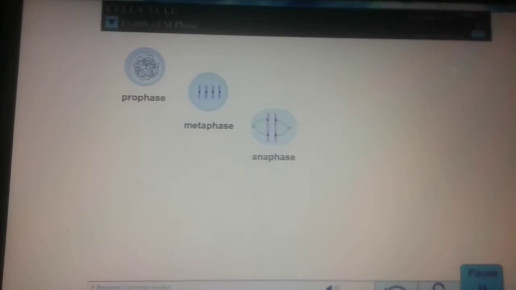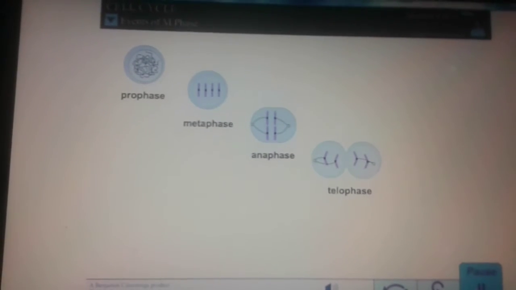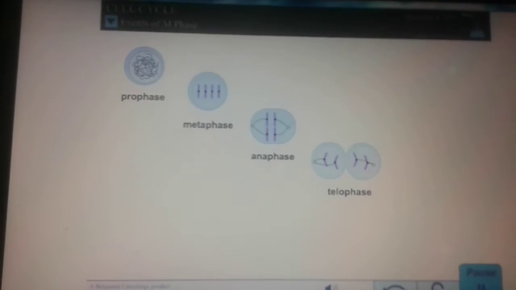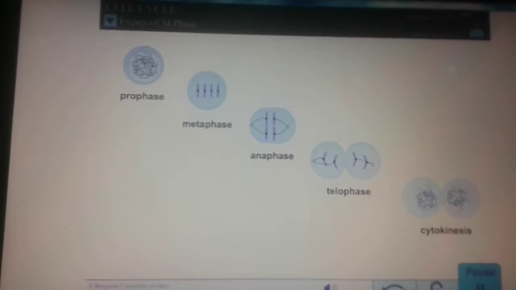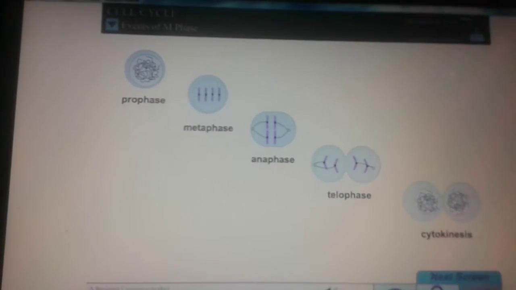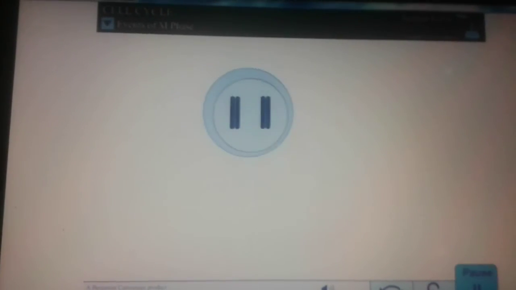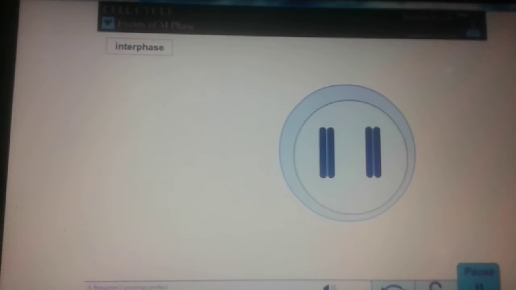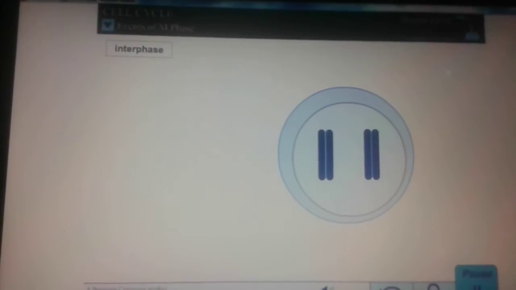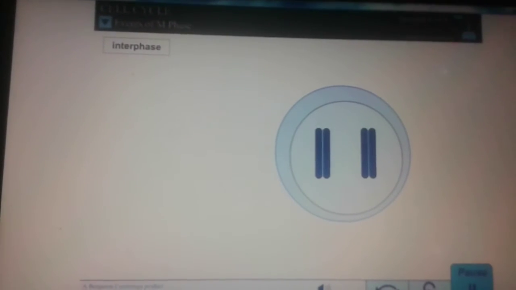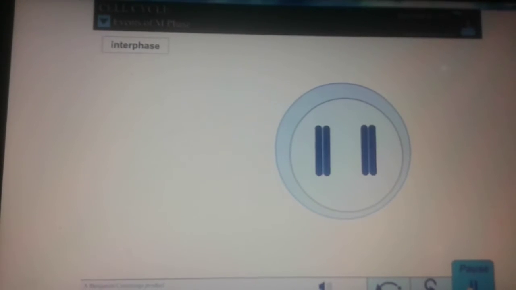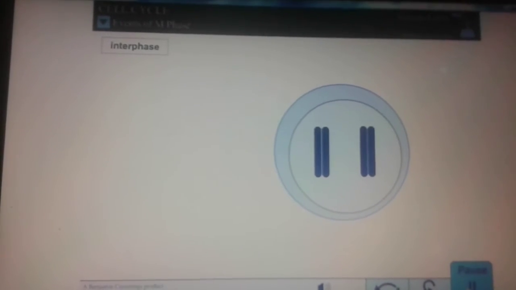The process of mitosis occurs in a succession of steps: prophase, metaphase, anaphase, and telophase. Once mitosis is completed, the process of cytokinesis splits the cell into two daughter cells. When not undergoing mitotic division, the cell is in interphase. The cell is therefore in interphase during the G1, S, and G2 phases of the cell cycle.